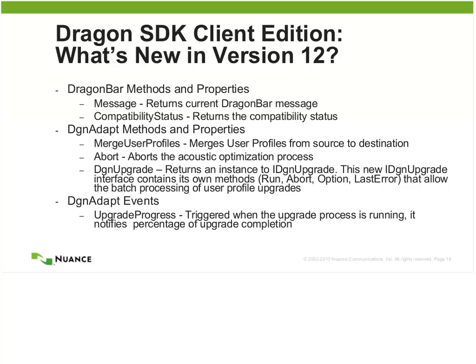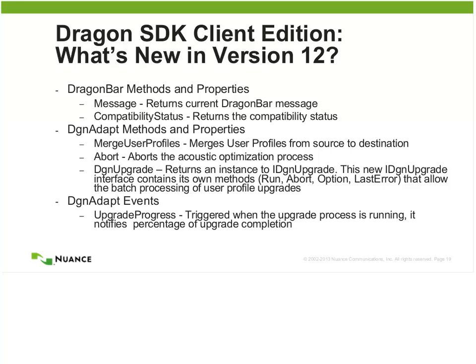And then we have a few dgen adapt methods and properties. We have new methods such as merge user profiles, which basically allows you to merge one profile that contains modifications at different points in time. And also we have a new method called abort that aborts the acoustic optimization process in case you are using that interface within the application.